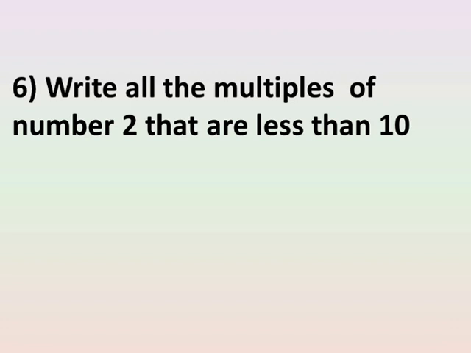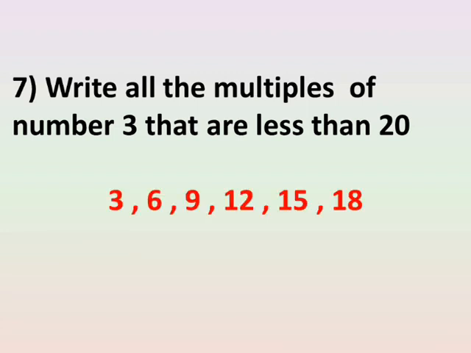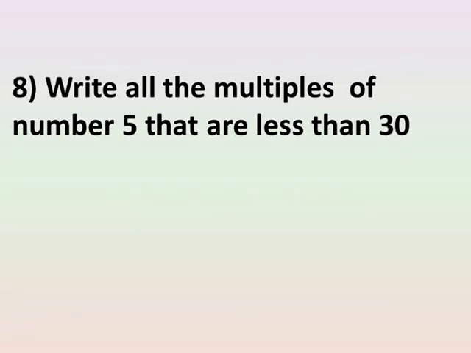Now, write all multiples of 2 less than 10. 2 by 1 is 2, by 2 is 4, by 3 is 6, by 4 is 8. Of course I take the ones before 10, so I can't include 10. Okay, number 7, write all multiples of number 3 that are less than 20. Of course 3 by 1 is 3, by 2 is 6, then 9, 12, 15, 18. I choose the numbers that are less than 20.